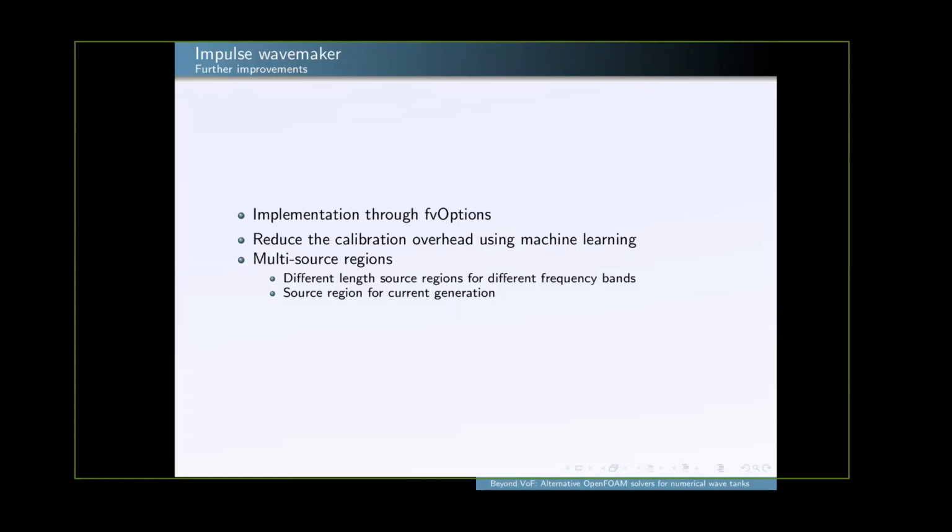And the other thing we need to look at is multi-source regions. So we might need to use different length sources for different frequency bands, and also different source regions for the current generation.